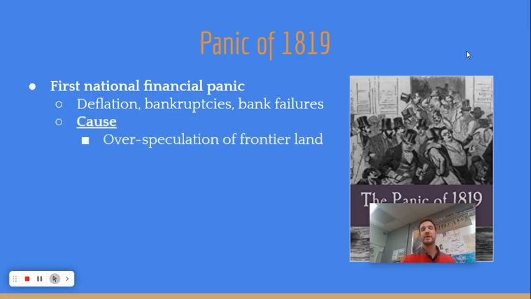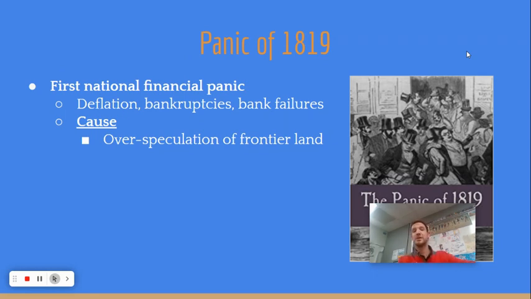And the biggest reason, and there's going to be financial panics like every 20 years in the 1800s, and a lot of times the root of it is the same reason, is overinvestment, over speculation of frontier land out west, which in layman's terms means people were buying it on credit.